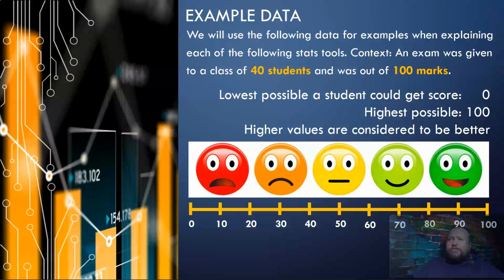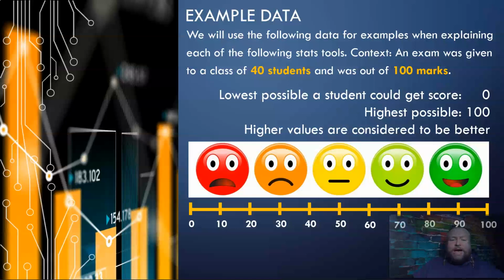So we'll use the following data as an example for explaining each of the following stats tools. The context is an exam that has been given to a class of 40 students, kind of like this class. So far we have 40, or maybe there's more or less. The test was out of 100 marks.